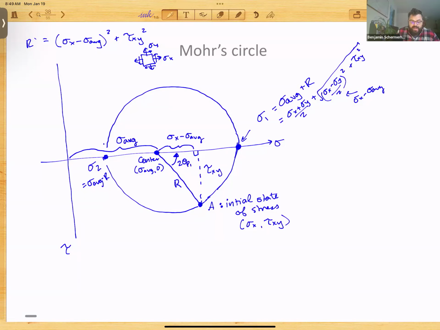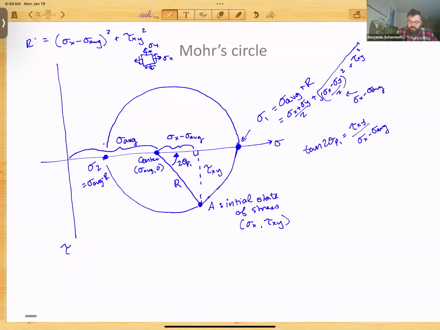And so we can get that tangent of 2 theta P1 is going to be the opposite, tau xy, over the adjacent, sigma x minus sigma average, which has that built-in 2 in it that was in our numerator before. So Mohr's circle is just going to be a quicker way of doing our analysis rather than having to think about these really big, long, complicated formulas. We're going to be able to work through stuff here.